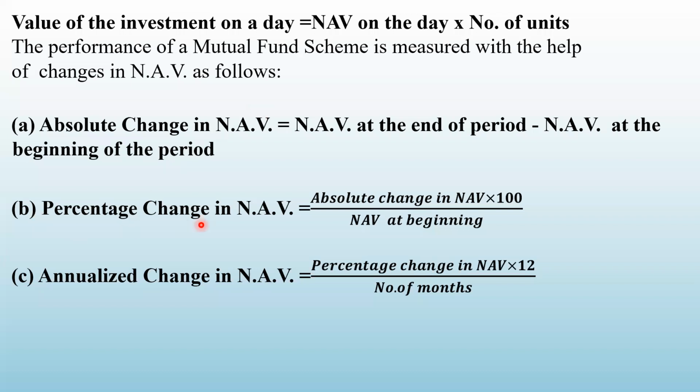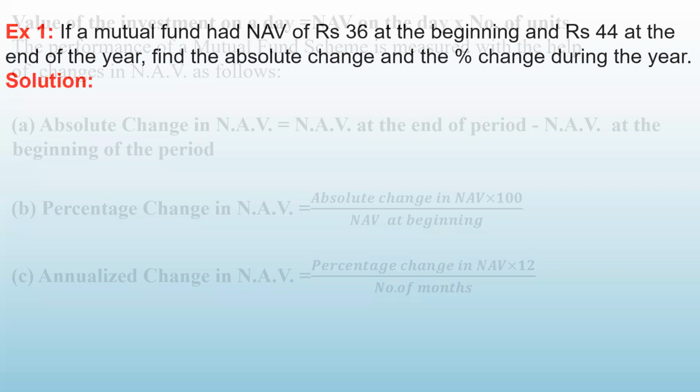What is the percentage change in NAV? Percentage change is always calculated on the NAV at the beginning. So it is absolute change divided by NAV at the beginning multiplied by 100. Similarly, annualized change. Annualized means in a year, what is the change? So it is percentage change in NAV divided by the number of months for which you have calculated this percentage change, multiplied by 12, because in a year there are 12 months. So let us solve the problem based on this.